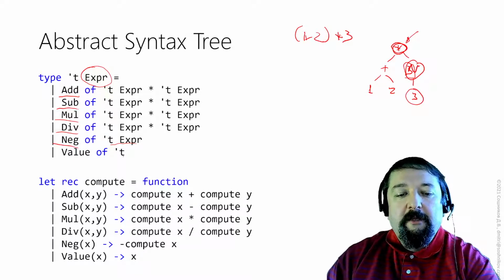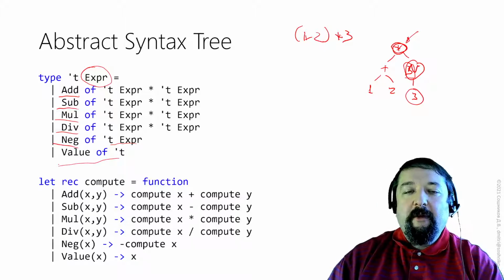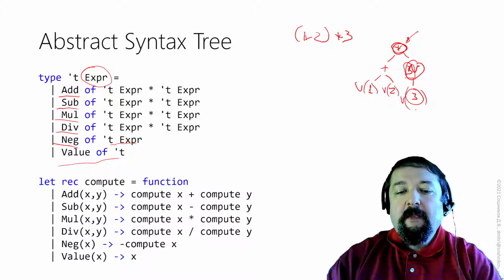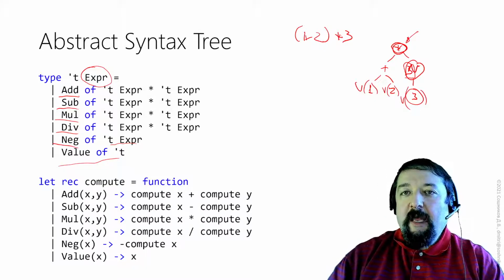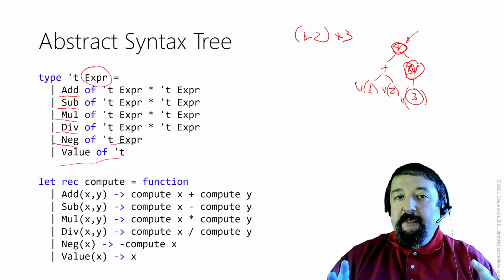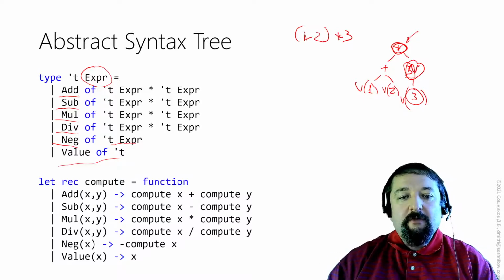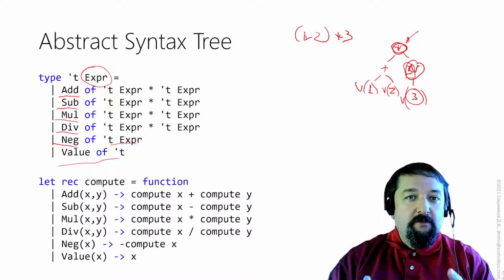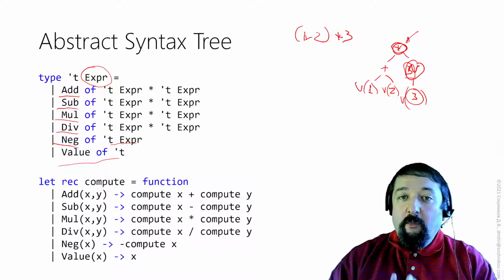Or it can be value. The leaves would be represented by value of type t. So this would be value of 1, value of 2, and value of 3. So you see, this abstract syntax tree is a kind of special case of a tree. It is not generic in a sense. I cannot have any number of subnodes. The number of subnodes depends on the operation. For example, for addition, we have just 2 subnodes. For negation, we have only 1 subnode.